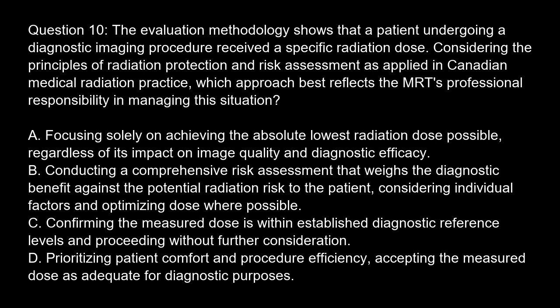Option A. Focusing solely on achieving the absolute lowest radiation dose possible, regardless of its impact on image quality and diagnostic efficacy. Option B. Conducting a comprehensive risk assessment that weighs the diagnostic benefit against the potential radiation risk to the patient, considering individual factors and optimizing dose where possible. Option C. Confirming the measured dose is within established diagnostic reference levels and proceeding without further consideration. Option D. Prioritizing patient comfort and procedure efficiency, accepting the measured dose as adequate for diagnostic purposes.